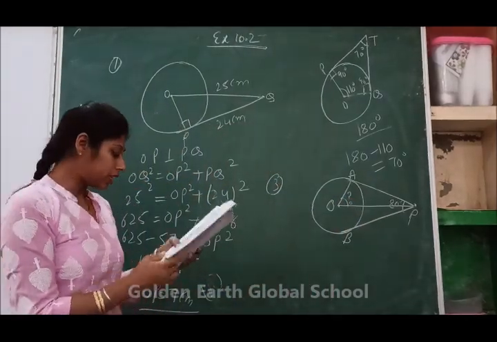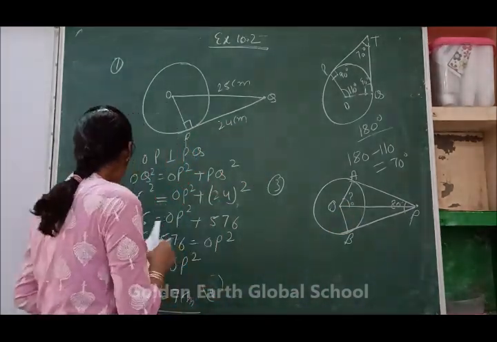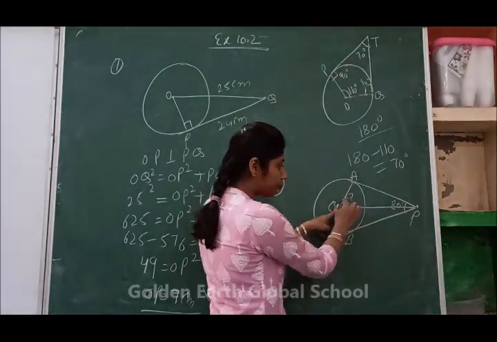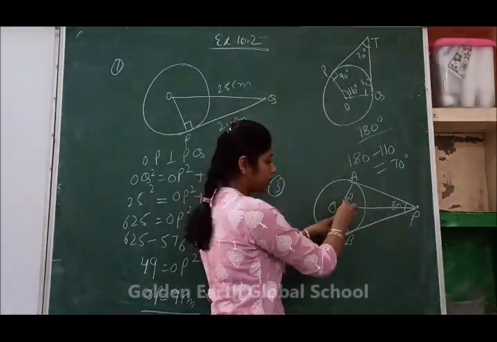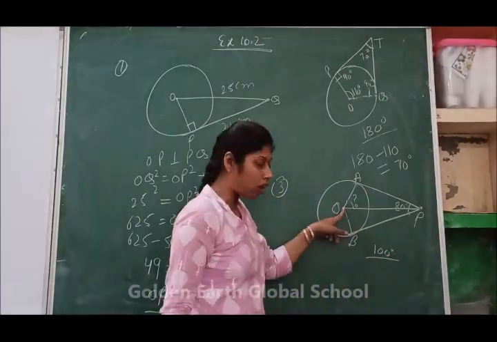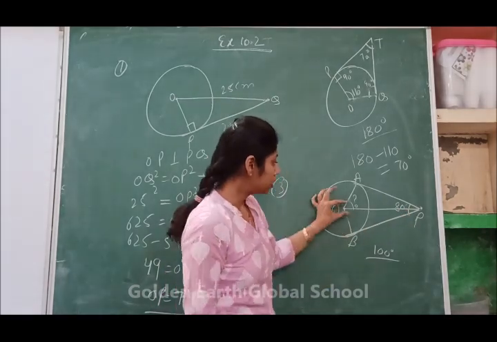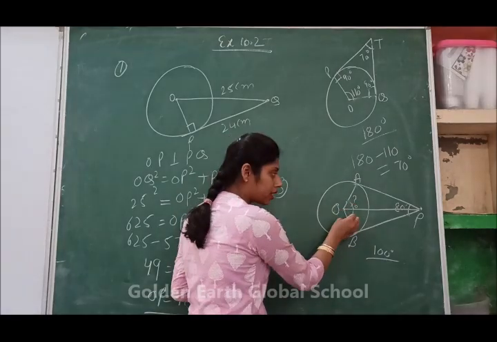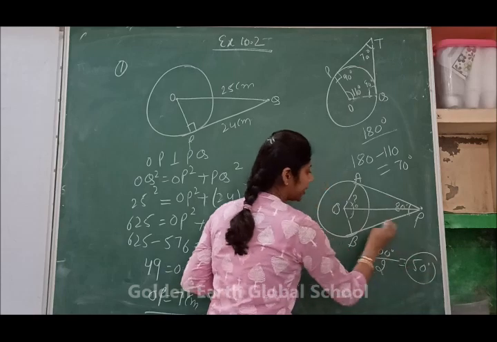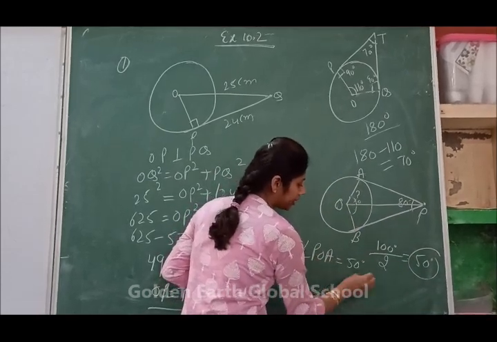How will we find it? Firstly join OB. Clear? There are two methods to find this angle. One is firstly find this complete angle by using this property. This complete angle will be equal to 100 degree. How do we get it? 180 minus 80 equals 100 degree. Now it is the sum of two equal angles, so we divide it by 2. We get 50 degree. So angle POA is equal to 50 degree.